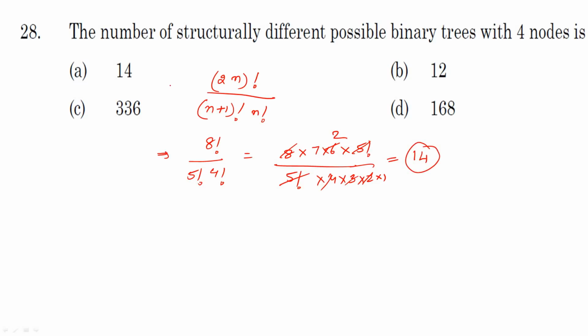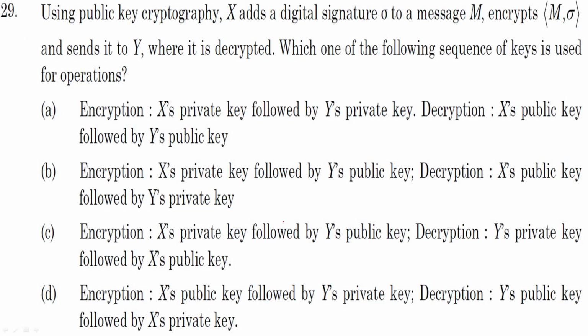You have to remember this formula. It is (2n)! upon (n+1)! into n!. Okay, 14 is the answer. Okay, next question. Okay, using public key cryptography.